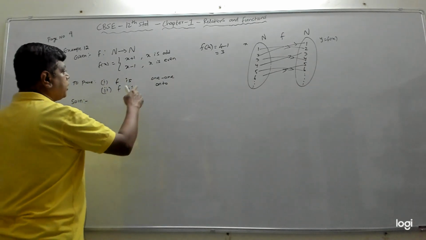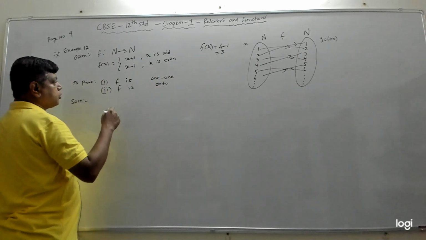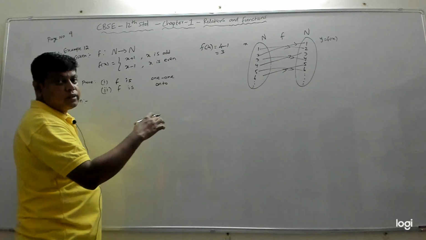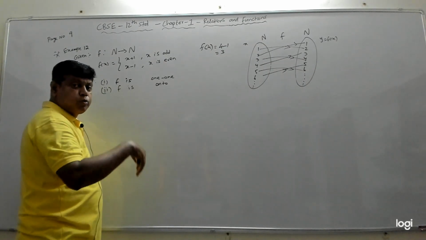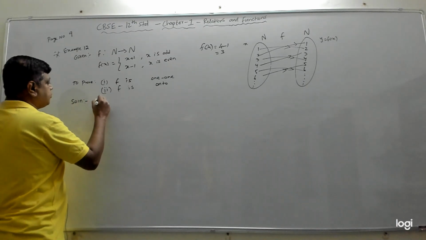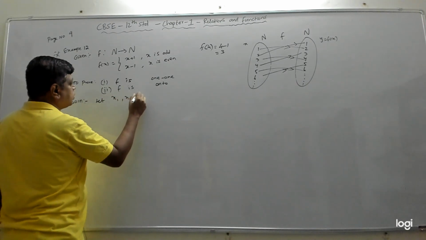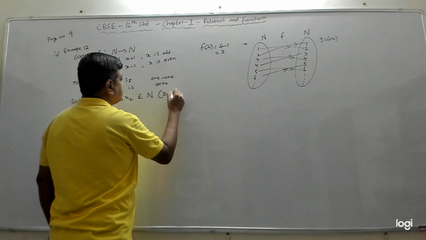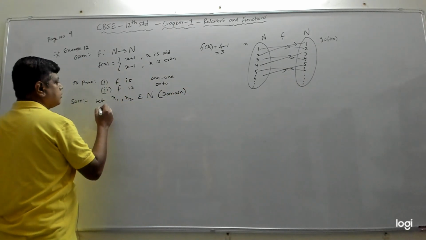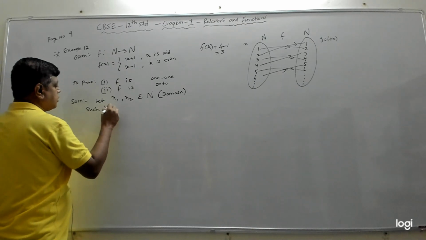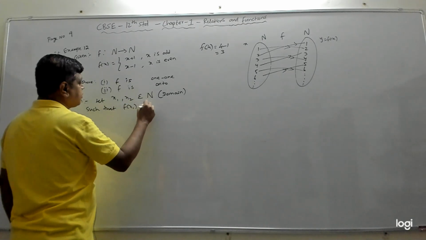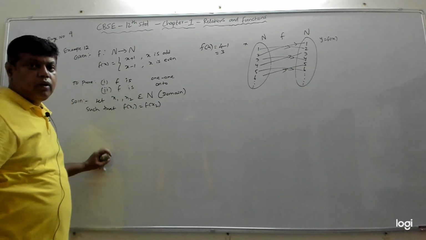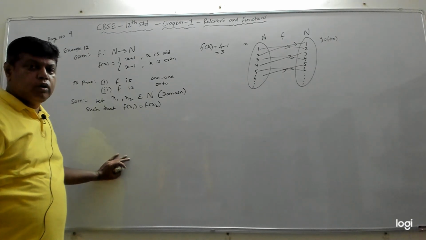Now to prove that f is 1-to-1, what do we have to do? We have to take two elements x1 and x2 from the domain such that their images are the same, such that f of x1 equal to f of x2, and then we should prove x1 equal to x2. So we'll say let x1, x2 belong to N, and this N is the domain, such that f of x1 equal to f of x2. Now we should show that x1 equal to x2.